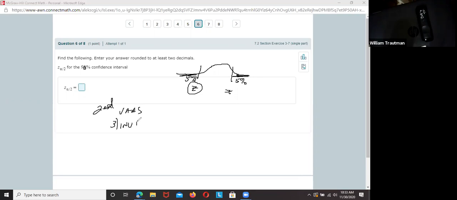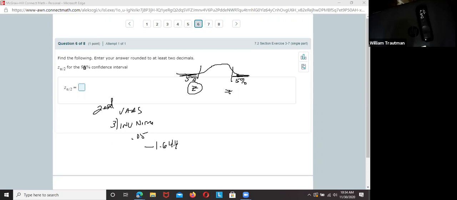The inverse norm. And I typed in 5%, 0.05. And I get a negative 1.644.